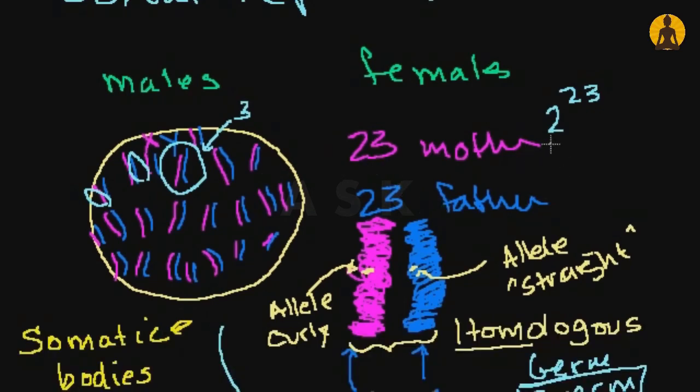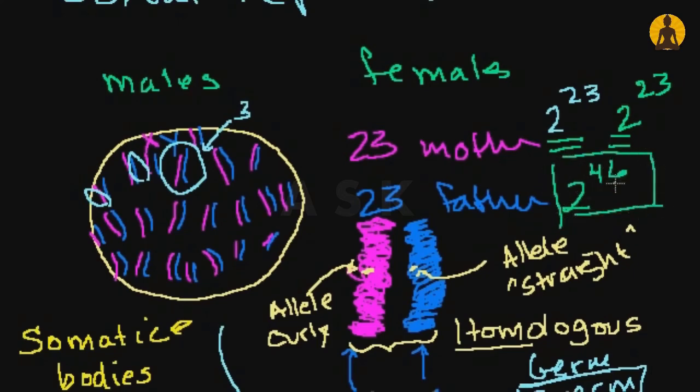If I can give 2 to the 23rd combinations of DNA, and my wife can give 2 to the 23 combinations of DNA, then we can produce 2 to the 46th combinations. Now, just to give an idea of how large of a number this is, it's roughly 12,000 times the number of human beings on the planet today. So there's a huge amount of variation that even one couple can produce.